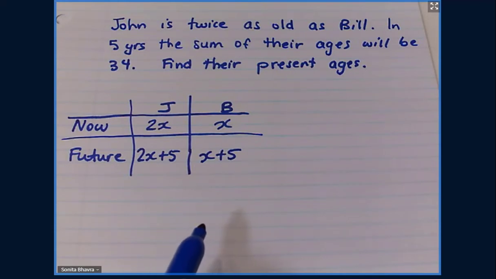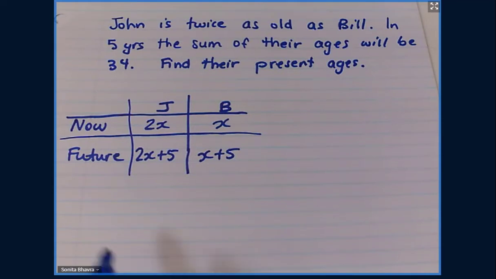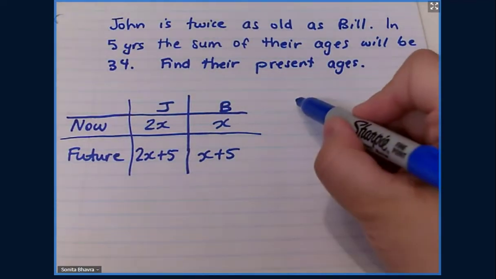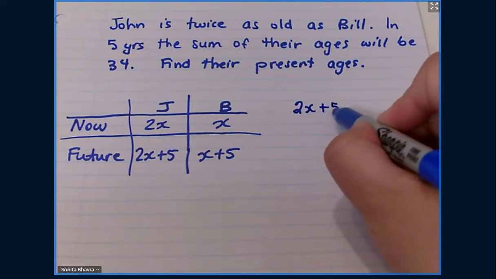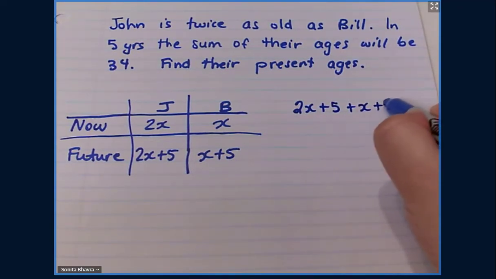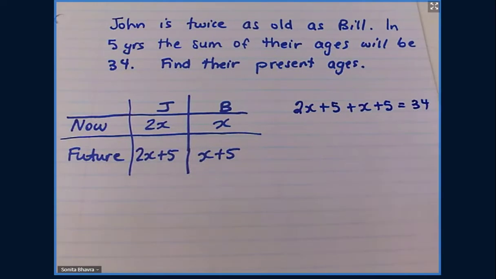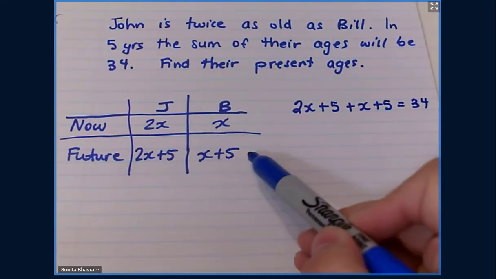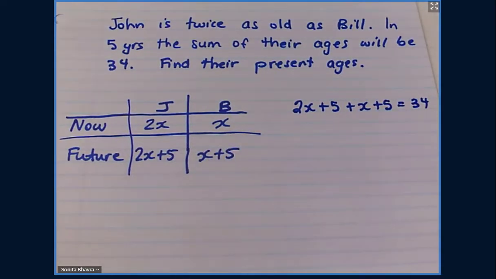And we know that the sum of their ages will be 34. So we just have to add the two and make it equal to 34. So 2x plus 5 plus x plus 5 is equal to 34. All right, so 2x plus 5 here, plus x plus 5, I've made it equal to 34.